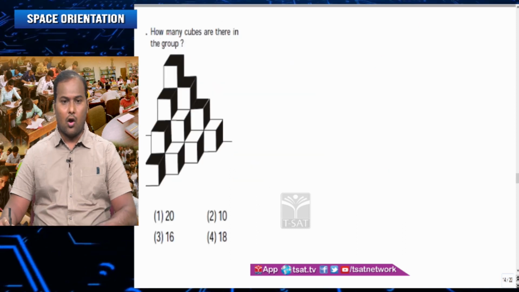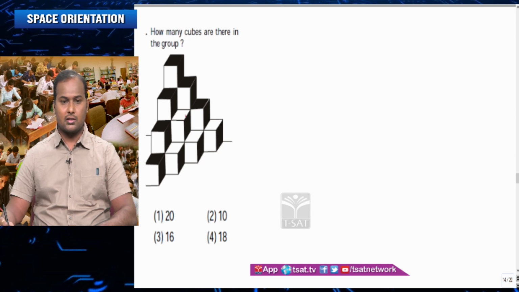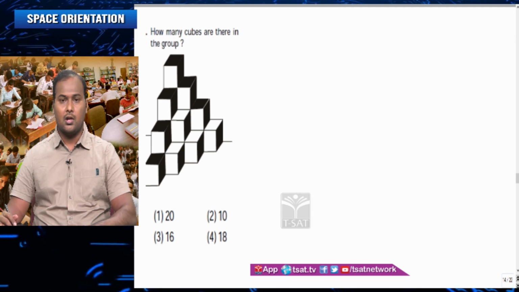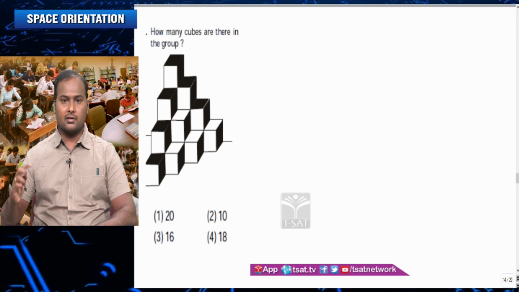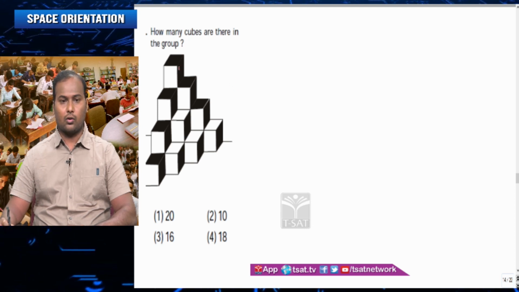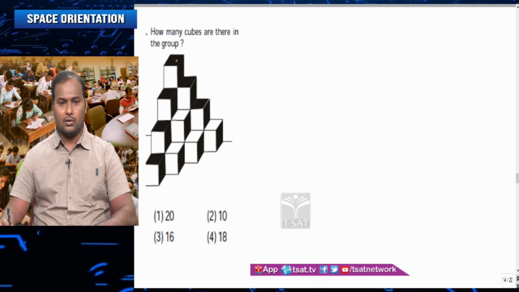In this question, how many cubes are there in the group? So you need to count. Here also all the cubes are not visible for you. Some cubes are not visible, but we need to imagine the cubes that are not visible also. See here, we can count from top to bottom or bottom to top. So for ease, I am counting from top to bottom.